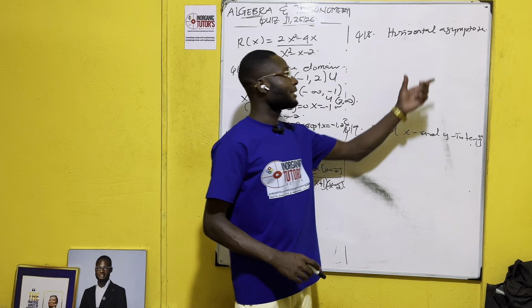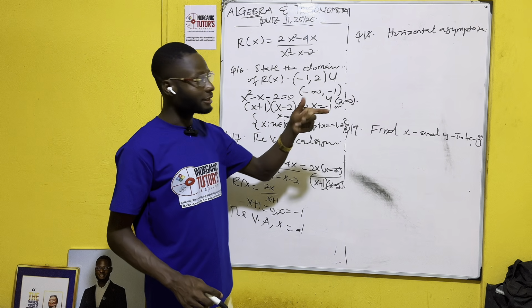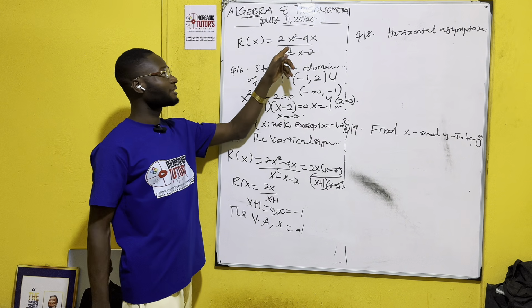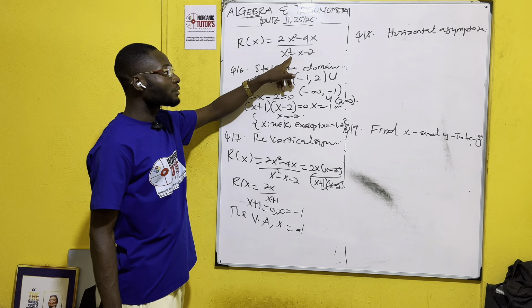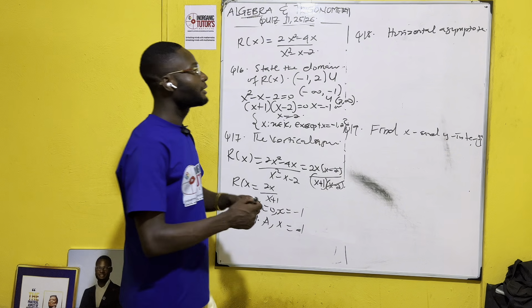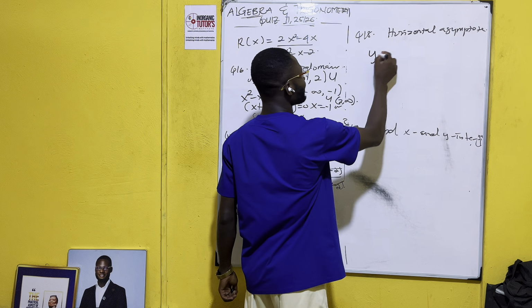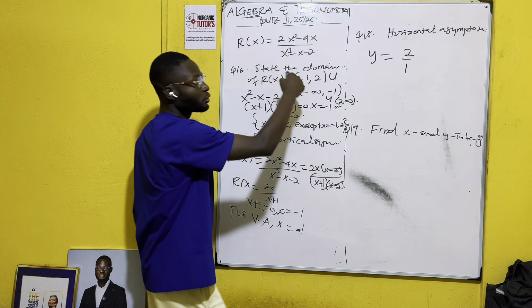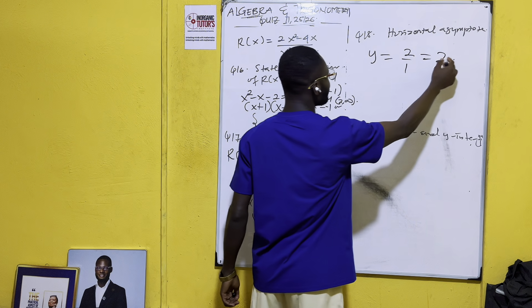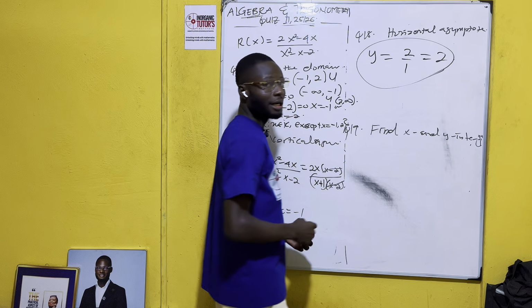With question number 18, it says that we should find the horizontal asymptote. Now with the horizontal asymptote, since the degree of the numerator is equal to the degree of the denominator, the horizontal asymptote is at y equals 2/1, by comparing the coefficients, which is equal to 2. So that is for the horizontal asymptote.